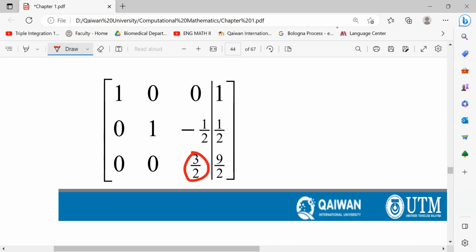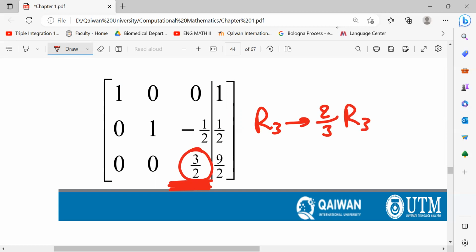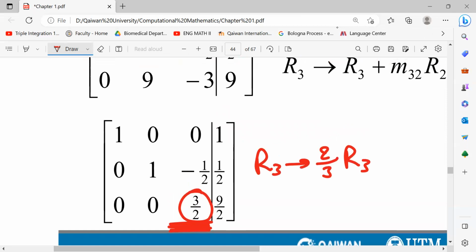What should we do first? We need to change it to 1 and then change these two entries to 0, but this one already is 0. So we don't need to work on that one. So we just need to change this to 0. Okay? But first, we need to change this to 1. How to change to 1? We say row 3 becomes 2/3 row 3. Look, 3 over 2 multiplying by 2/3 is 1. Look, generally, if we have A over B, if we multiply it by B over A, it is 1.